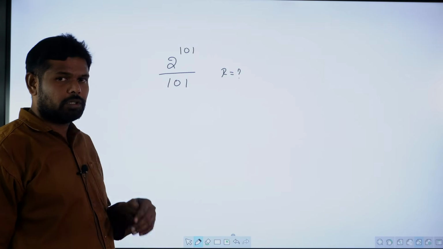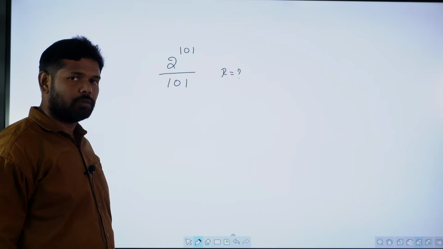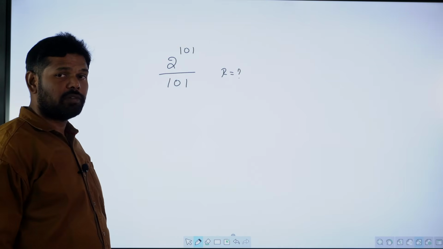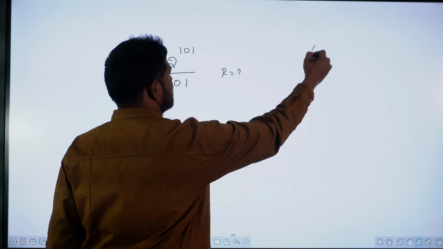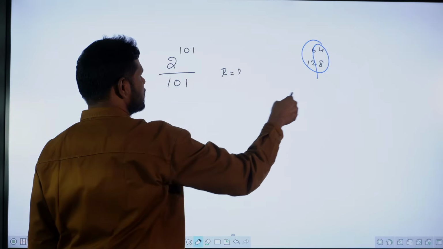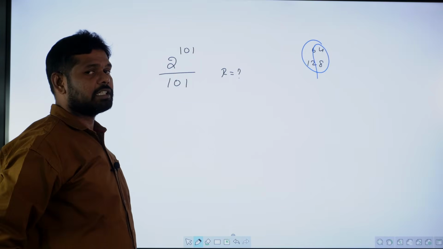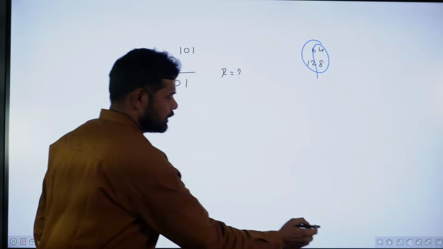2 power 1 is 2, 2 square 4, 2 cube 8, 2 power 4 is 16, 2 power 5 is 32, 2 power 6 is 64, 2 power 7 is 128. These two are not the nearest to 101. That's why it is not possible to use the traditional way. But apply this condition here.